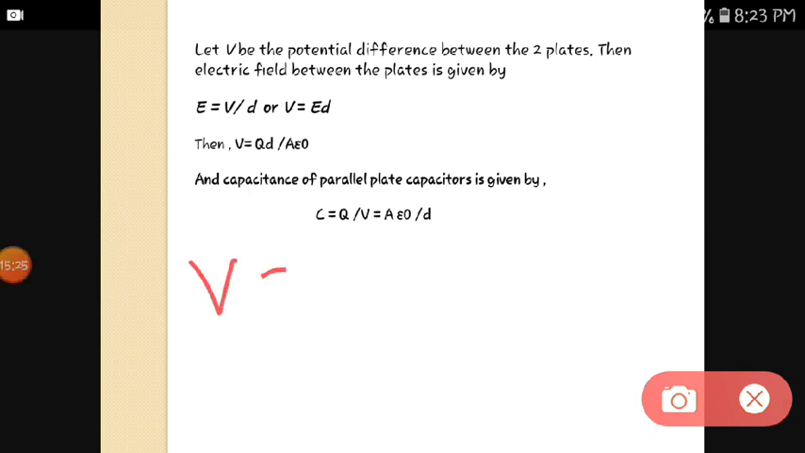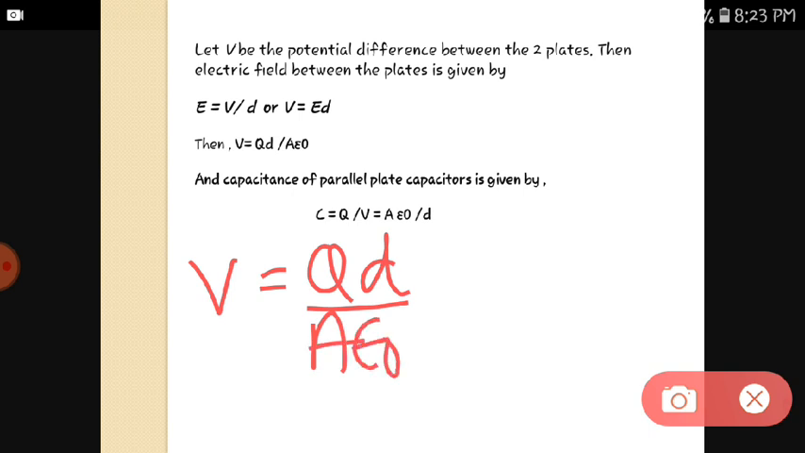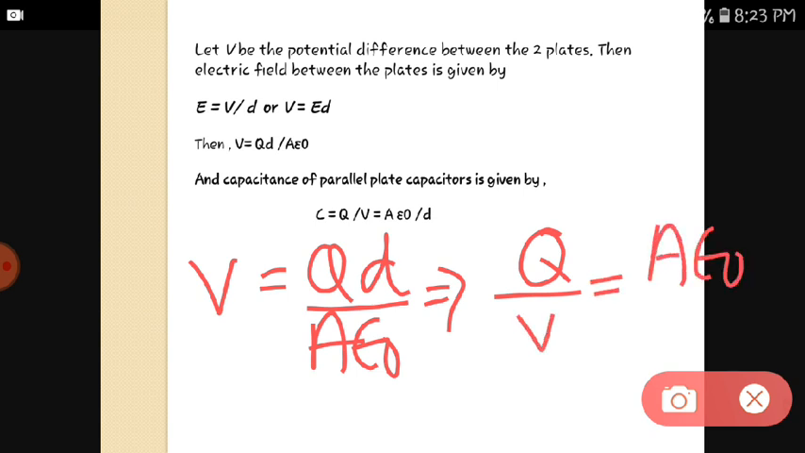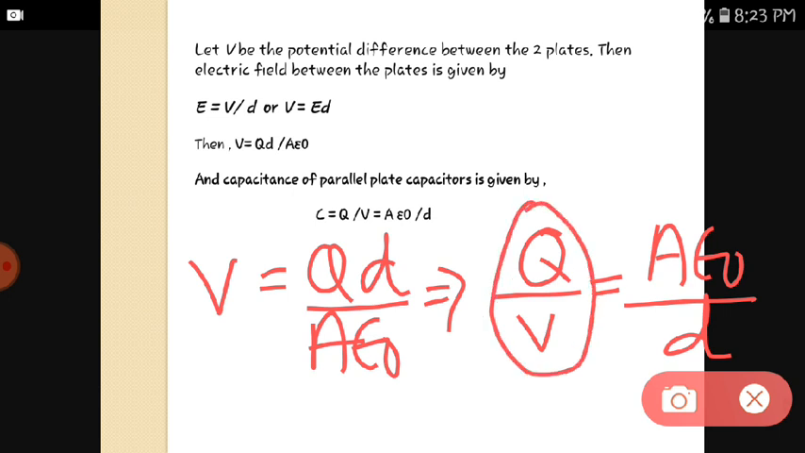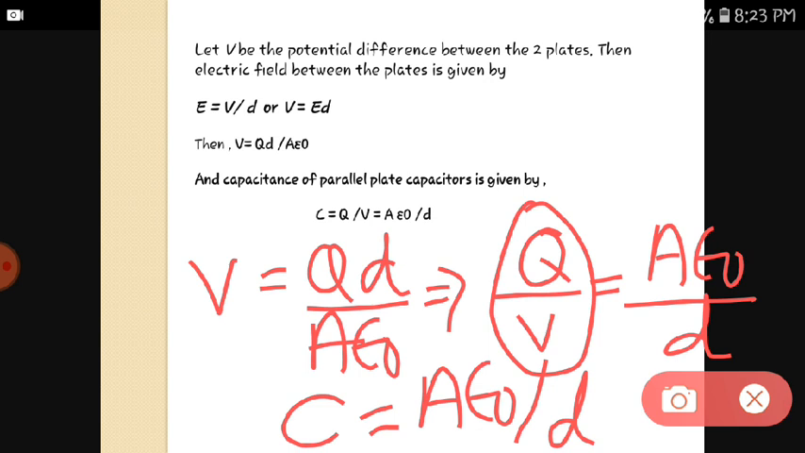I will write again, which is QD divided by A epsilon 0. This will give you Q upon V is equal to A epsilon 0 divided by D. I have just shuffled this equation, and this Q by V is nothing but C, which is capacitance. So you are getting the value for capacitance as A epsilon 0 divided by D.